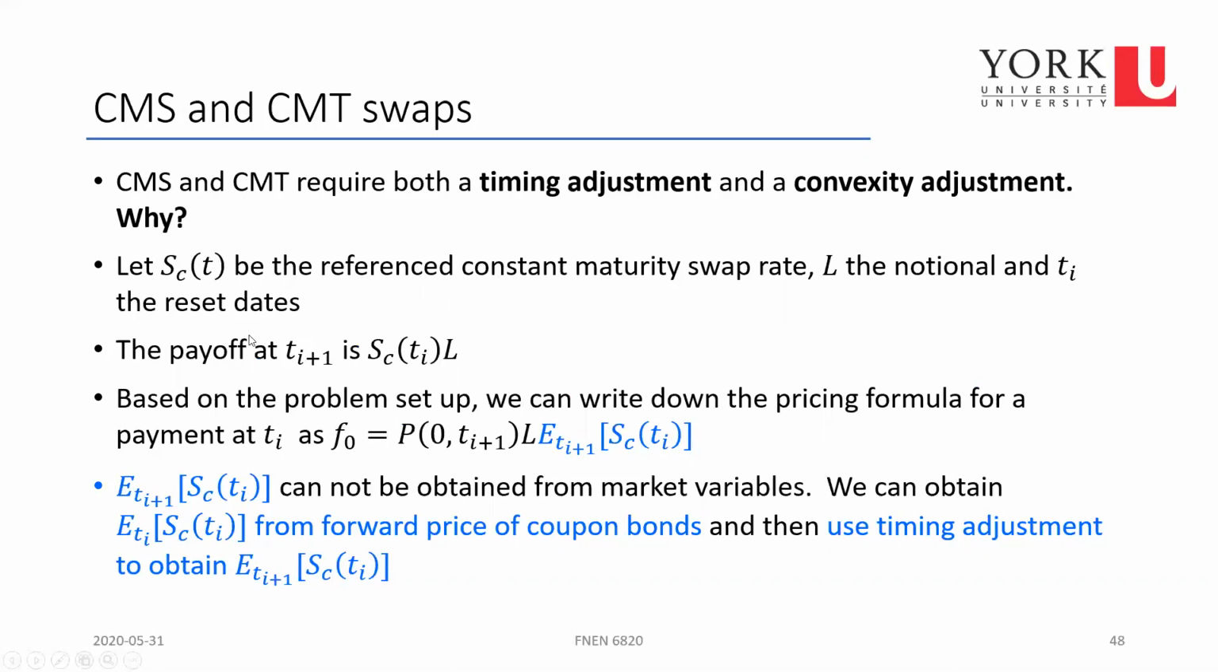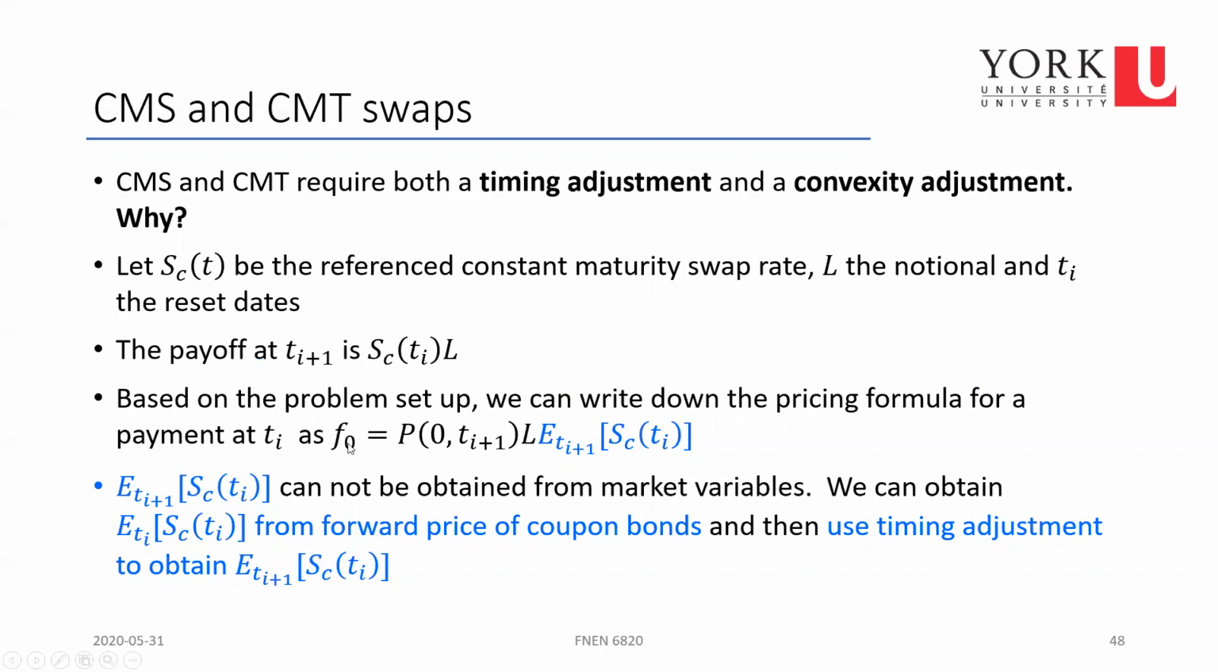Now, what is that basically? Take the CMS, for example. You need a swap rate. The swap rate has a constant swap tenor. So say T is your reset time. Okay, so you need a constant tenor of a swap rate. But you get paid at T plus 1.